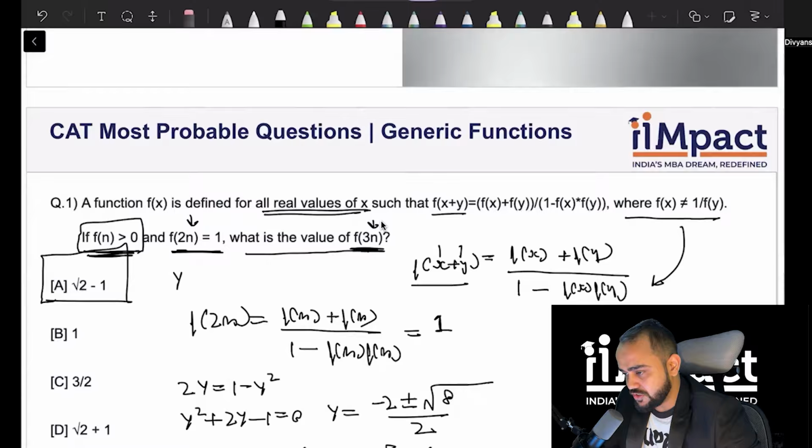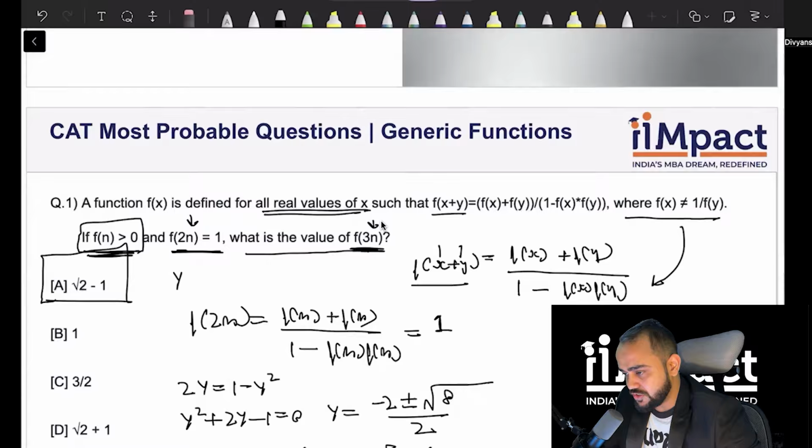So, let's start with this. I have f of 2n. I can put x and y as n and n. So, I'll get f of 2n is equal to f of n plus f of n upon 1 minus f of n into f of n. This value is given to me as 1. So let me just call f of n as capital Y to make it more readable. So I'll get 2y is equal to 1 minus y square, or y square plus 2y minus 1 is equal to 0, which will give me y is equal to minus 2 plus minus under root of 2 square plus 4, that is 4 plus 4, 8, divided by 2.